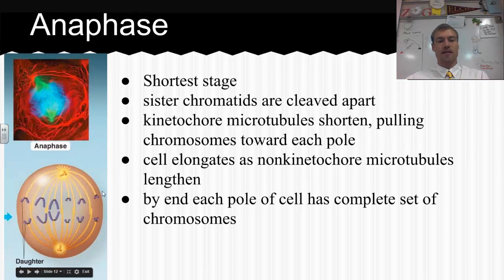During anaphase, which is the shortest phase, the sister chromatids are cleaved apart, so an enzyme is activated that breaks them apart. The kinetochore microtubules shorten, and when they do that, they pull the chromosomes toward each pole. The ones that are attached to non-kinetochore microtubules, the ones attached to opposite poles, will elongate, so they begin to push the cell apart while they are pulling the chromosomes in. And by the end, each pole of the cell has a complete set of chromosomes.